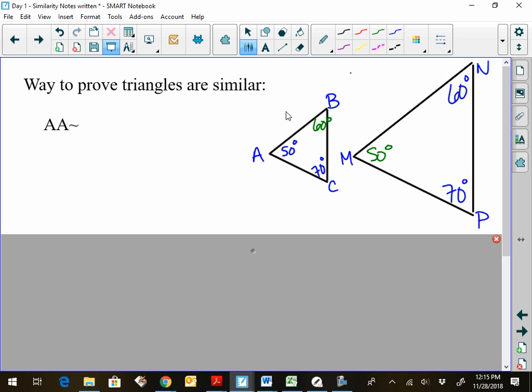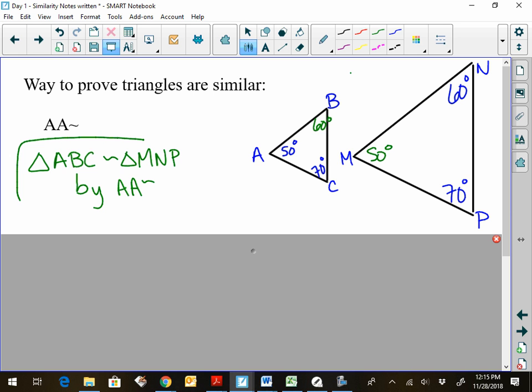So our similarity statement we're going to write is comparing the 2 triangles. So if I started, triangle ABC is similar to what triangle? So think of A. A was 50, so that would have to go with M. B was 60, so that has to go with N. And then C was 70, so that has to go with P. So similar to triangle MNP by angle-angle similarity. So that's how we would write our answer for that.